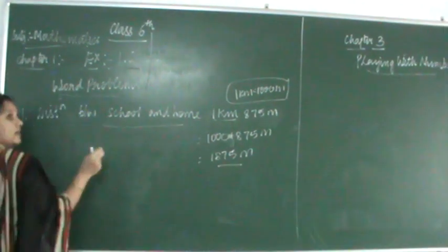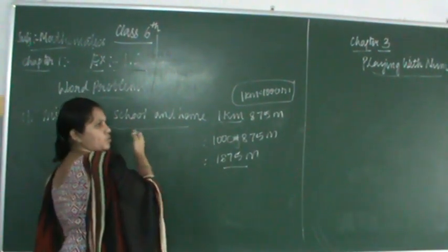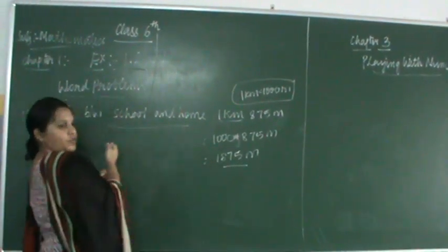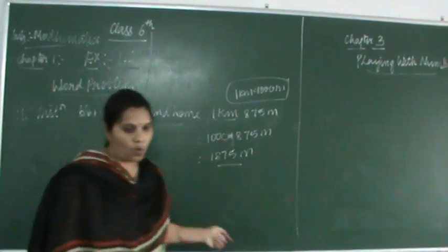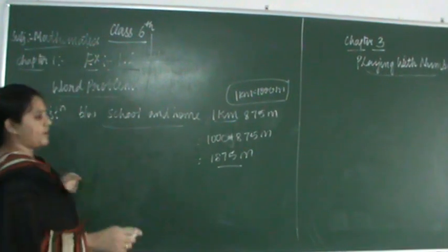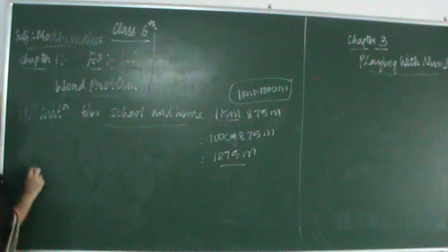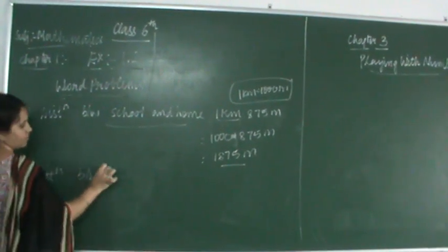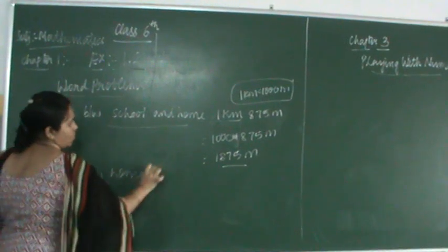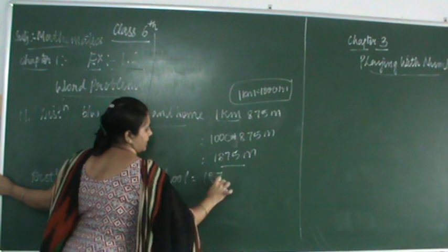So he is asking for the double way. From home to school also, the distance she walks is the same as from school to home. Yes, children? So you have to add 1875 plus 1875. Home and school is the same distance, yes or no? Home and school is nothing but 1875.